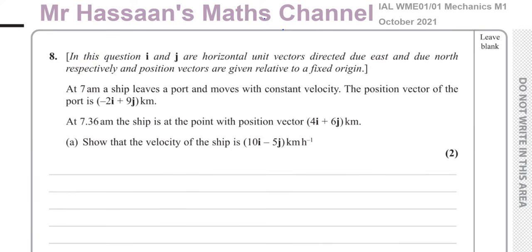This is question number 8 from the October 2021 Mechanics M1 International A-Level Edexcel exam. Here we have a question about vectors, and in this question we are told that i and j are horizontal unit vectors directed due east and due north respectively, and position vectors are given relative to a fixed origin.